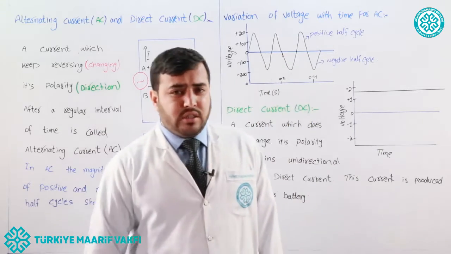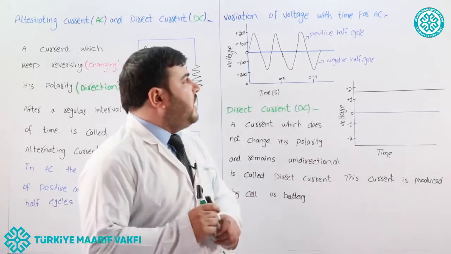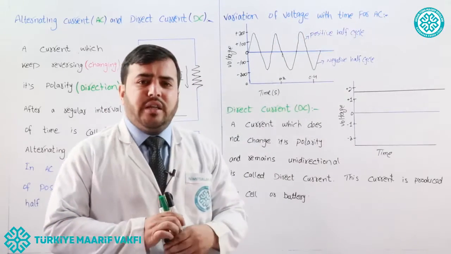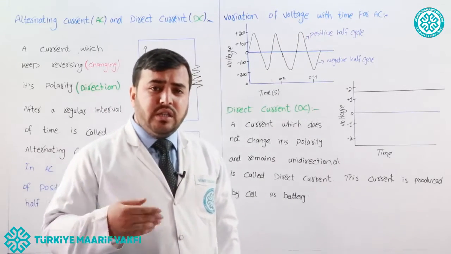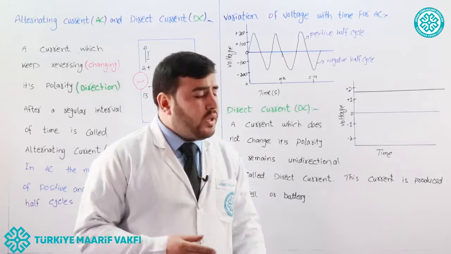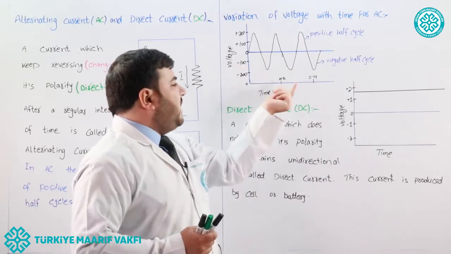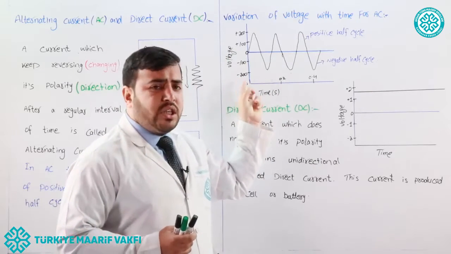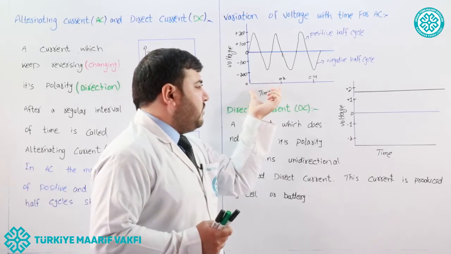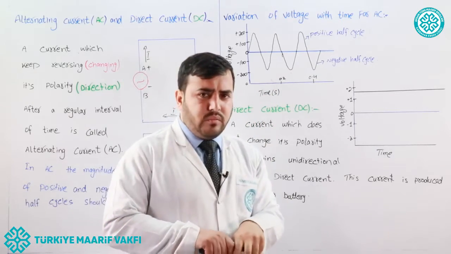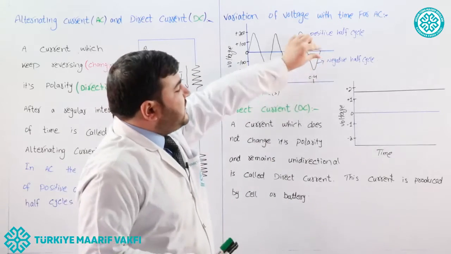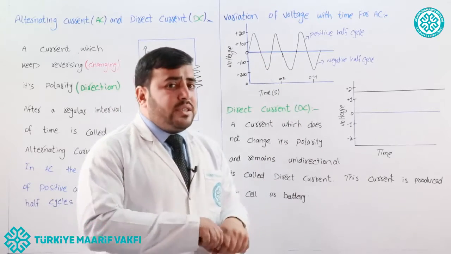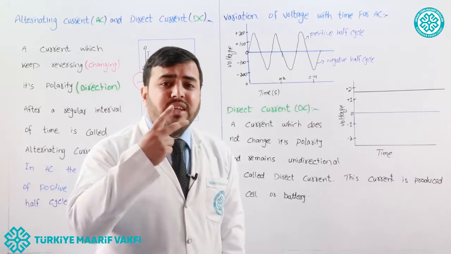Now let's look at this figure. We have the variation of voltage with time in AC, that is how alternating current changes its direction. Here we have the x-axis and y-axis. On the y-axis we have voltage and on the x-axis we have time. And this is the separating line. What does it separate? It separates the directions of the current.